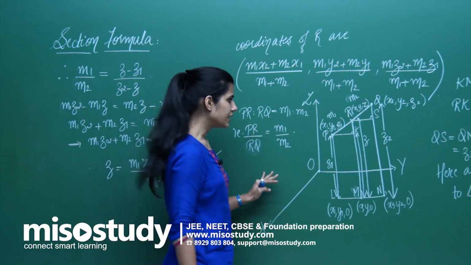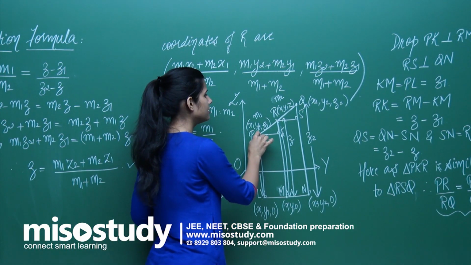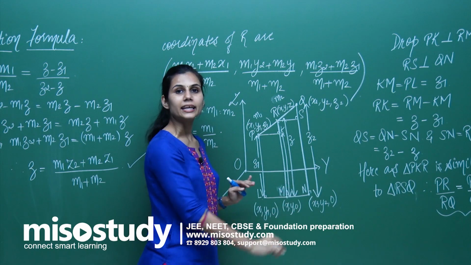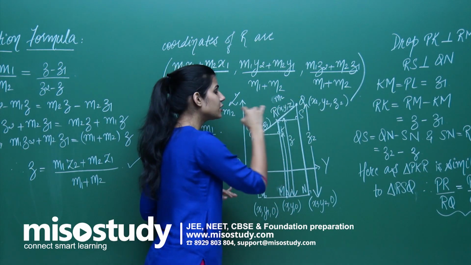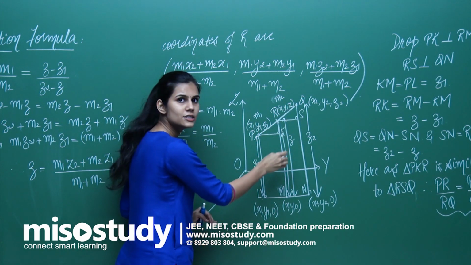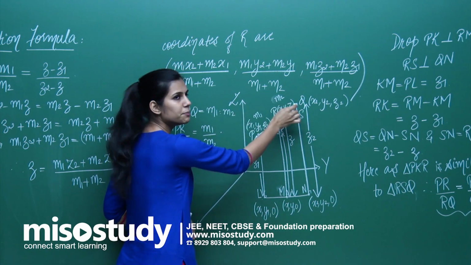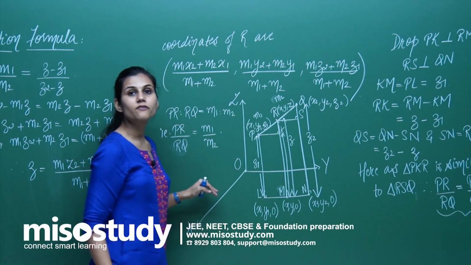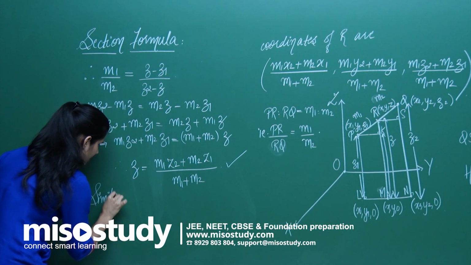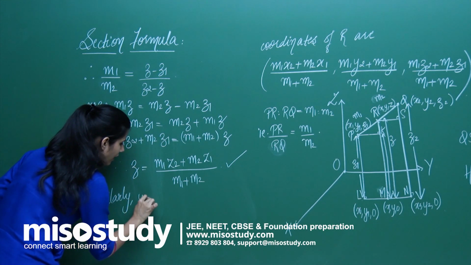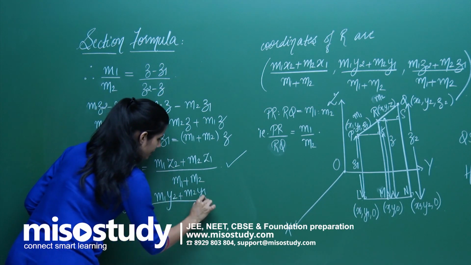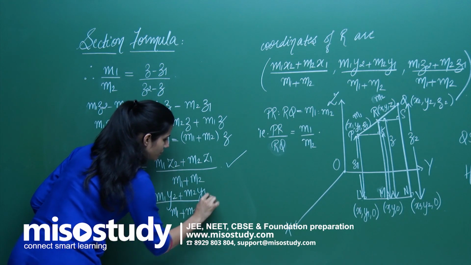So what you observed here is that when we considered perpendicular distances from these points to the XY plane, we actually got the Z coordinate. Similarly, when you consider the perpendicular distance of these points from, suppose, the XZ plane, in that case you are going to get the Y coordinate. So similarly, the Y coordinate of R comes out to be (m1 y2 + m2 y1) upon (m1 + m2).